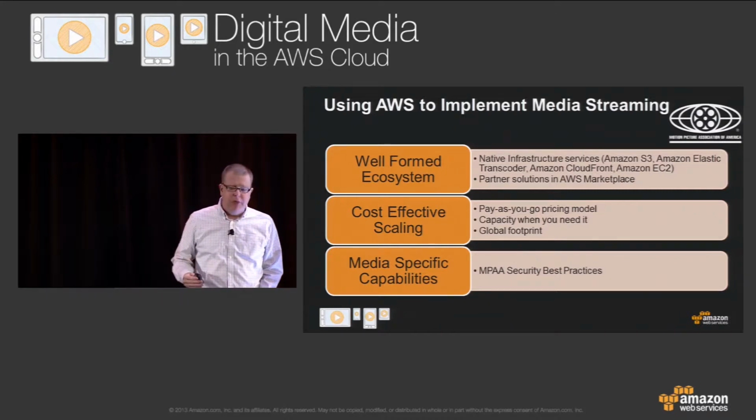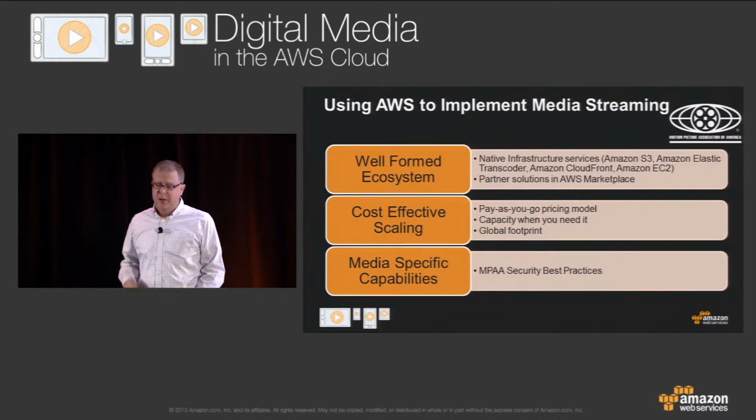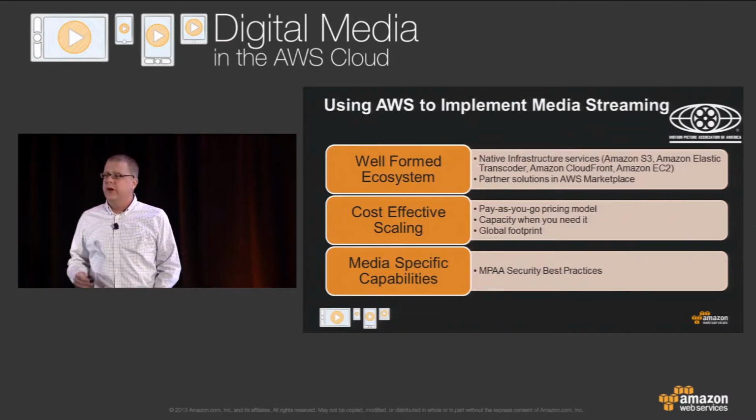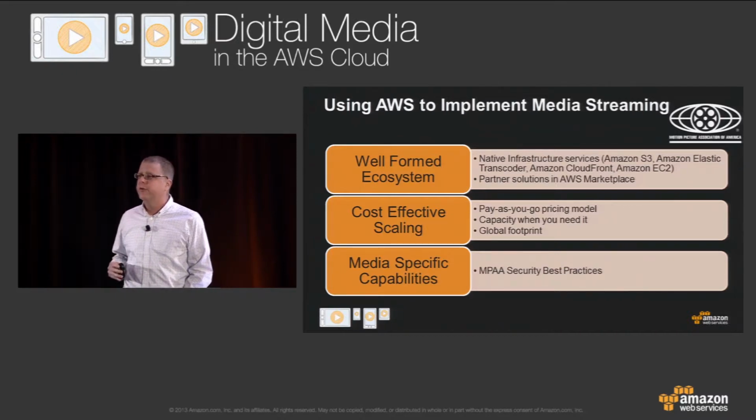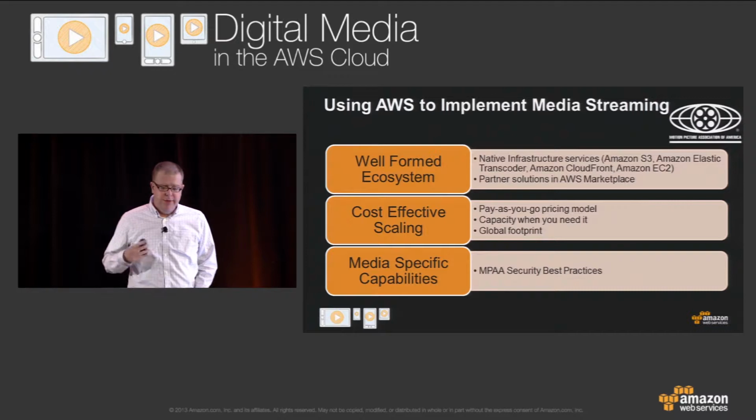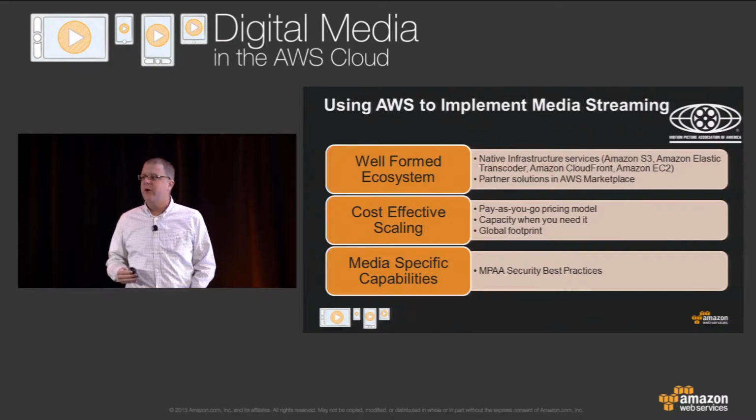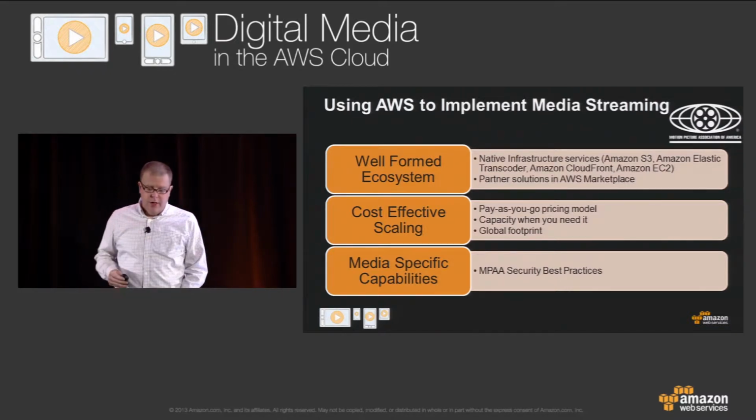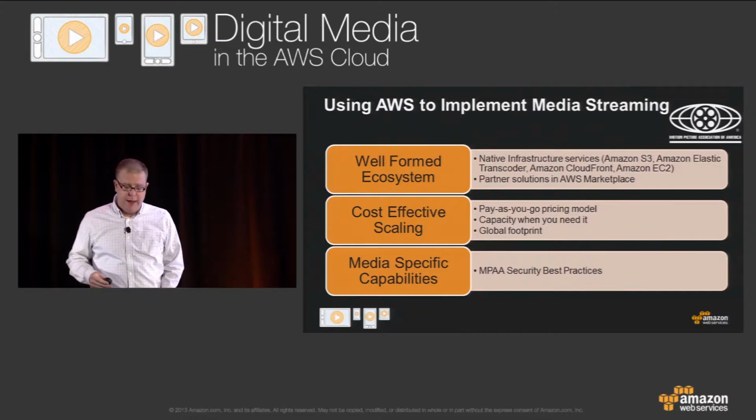Second, we've talked a lot about this all day. Pay-as-you-go pricing, capacity when you need it, global delivery. Usman just showed you the picture of CloudFront's global delivery. This is really what we do here at Amazon. And then third, we just, again, heard about the MPAA security best practices. I won't go into that again.